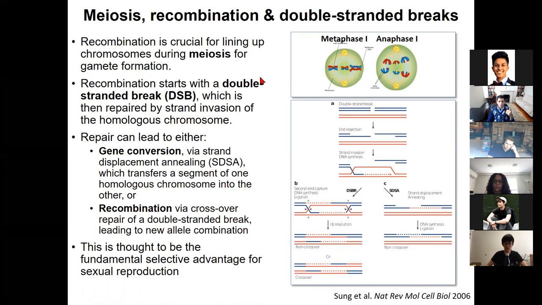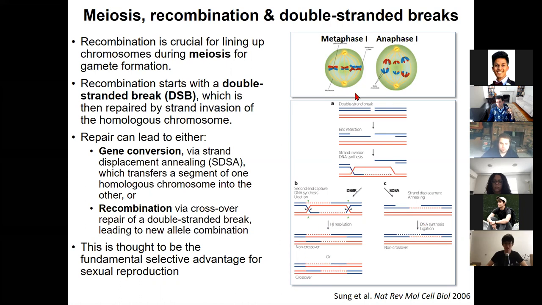So the way that cells of every species have evolved to do that is that you line up the chromosomes by these double-stranded breaks in one of the two chromosomes that then lead to repair from homologous recombination that eventually leads to either a non-crossover correction, where you synthesize the DNA based on the strand invasion and correction, or sometimes a crossover event.